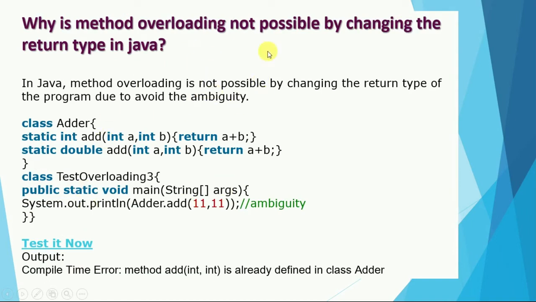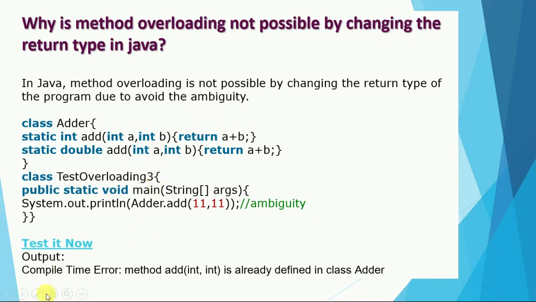Why is method overloading not possible by changing the return type? We already discussed method overloading. We can implement method overloading by changing the number of arguments and by changing the data types of arguments. But why is method overloading not possible by changing the return type? In Java, method overloading is not possible by changing the return type of the method, in order to avoid ambiguity and confusion.